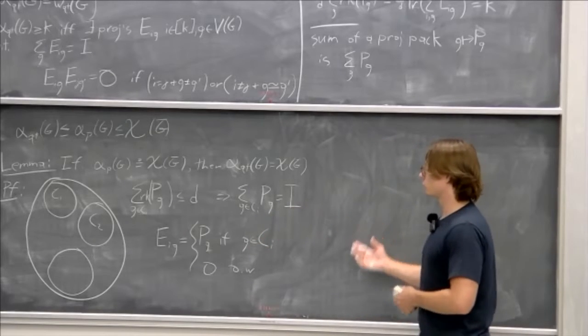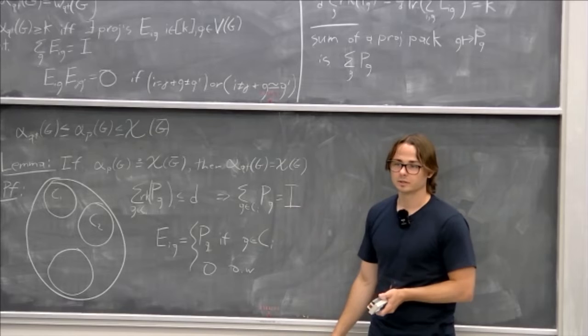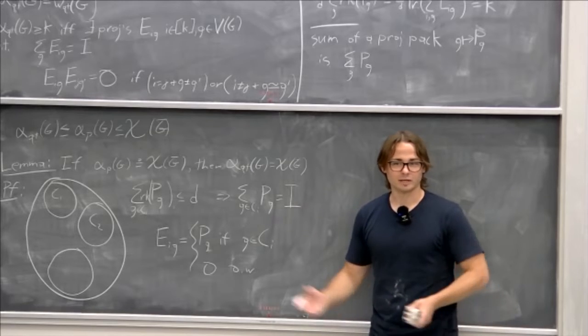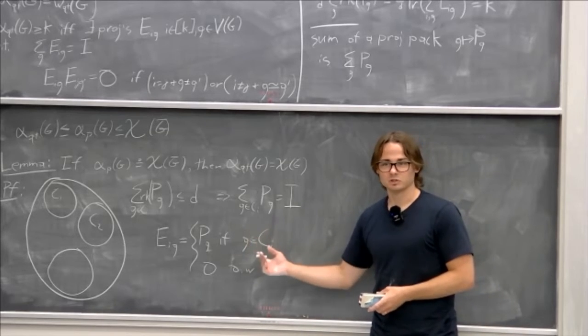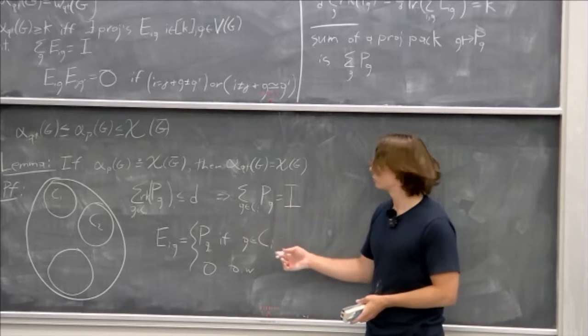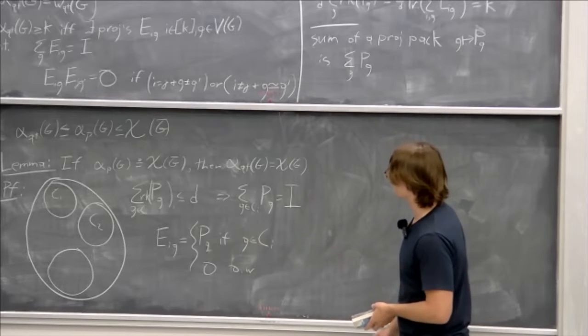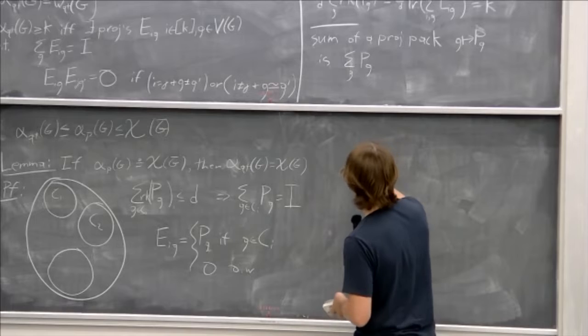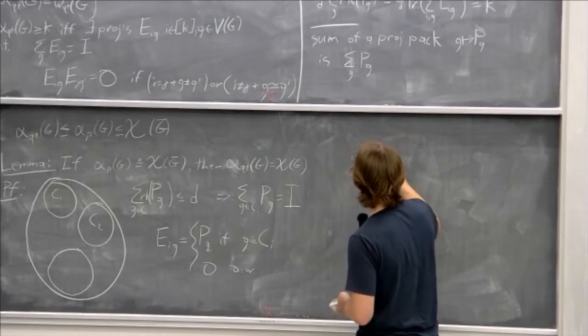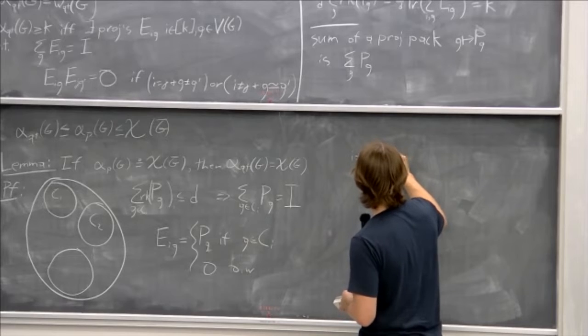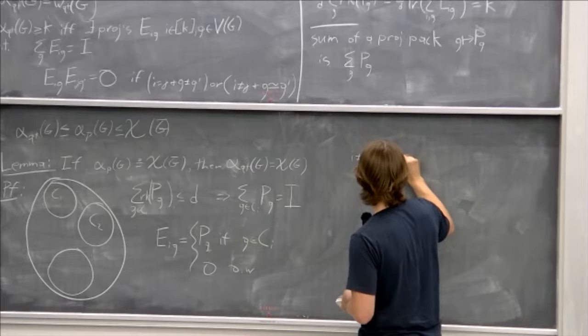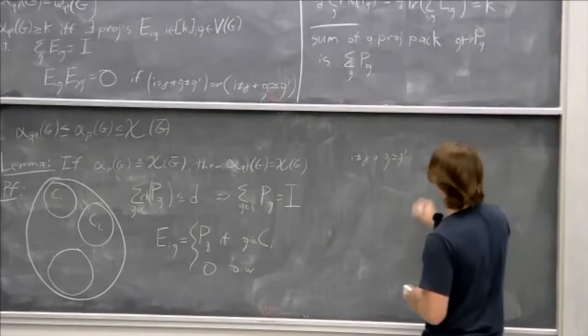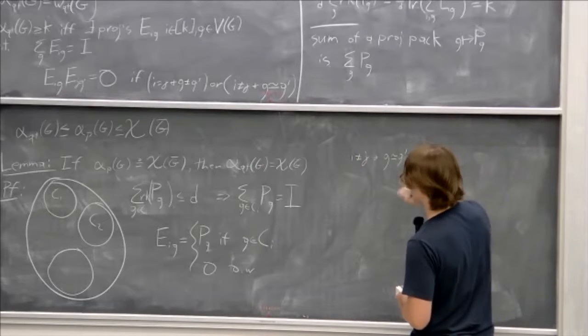Then I need to check the orthogonality conditions. But one of them I get for free. The case i equal to j, g not equal to g prime, I get for free already from the summing to identity condition. So actually all I need to check is that if i is not equal to j and g is adjacent or equal to g prime, then I need to get orthogonality.